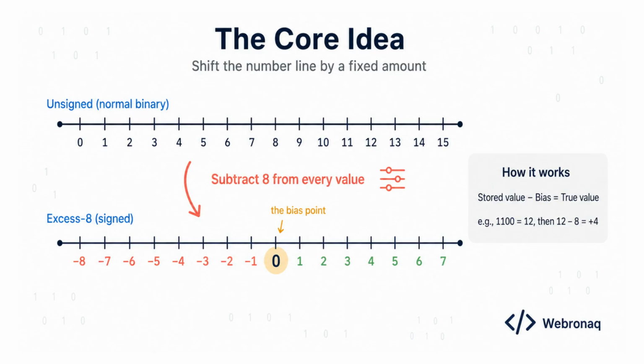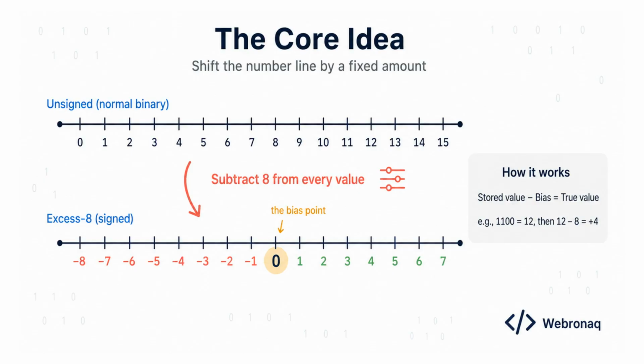That fixed number we subtract, 8 in this example, is called the bias, or the excess value. And that's where the name comes from. Excess 8 means biased by 8. If we used a bias of 4, we'd call it excess 4. If the bias was 127, it'd be excess 127. The naming follows the bias directly. So the rule is simple. Take the binary pattern, read it as a normal unsigned number, then subtract the bias. Whatever's left is the actual signed value. For example, the binary 1100 is just 12 in unsigned. Subtract 8 and you get +4. So 1100 in excess 8 represents +4. That's it. No bit flipping, no sign bit, no carry tricks, just one subtraction.